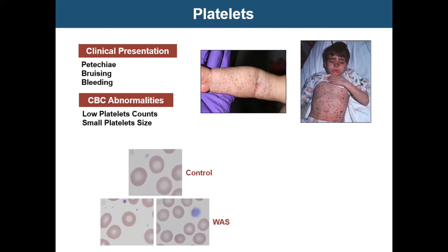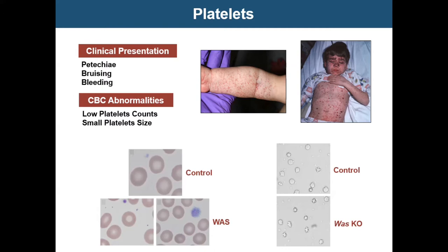Yes, the patients have low platelet counts, which may explain the bleeding, but we also know that some patients that have been splenectomized continue to bleed or have hematomas and bruising. And that is because there is also some platelet function that is abnormal in Wiskott patients.